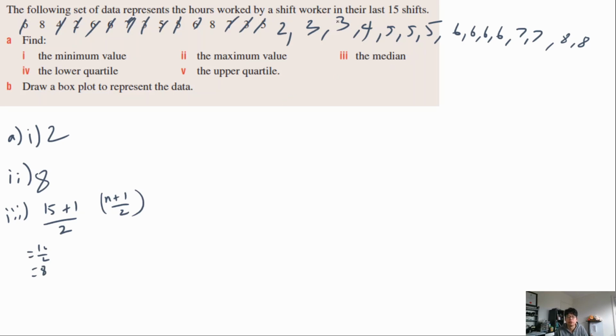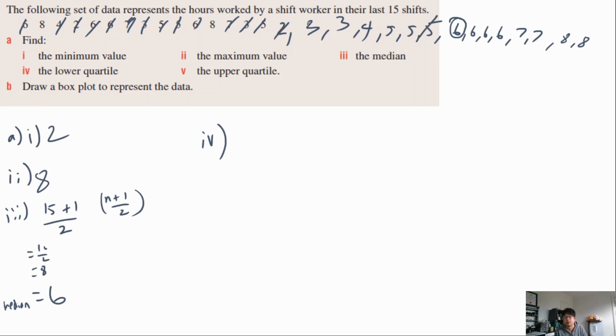So 1, 2, 3, 4, 5, 6, 7, 8. That's your median there. So this is just an easier way to find the median. So that means the median is going to equal 6. I'll just write that there. Moving on to the next one, the lower quartile. Remember, it's just the median from everything on the left of the median. So I'll just do that.